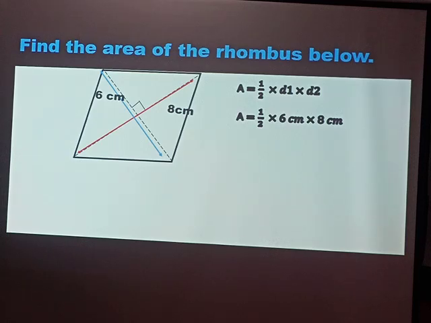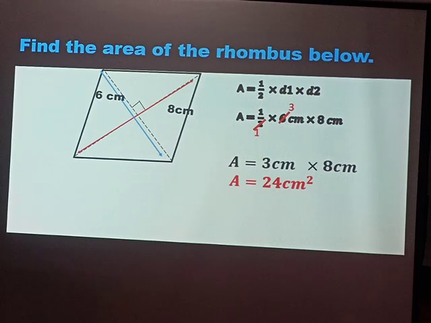Now I'm going to divide. 2 divided by 2 will give me 1. 6 is an even number, 8 is an even number. Now I can divide any of them. Let me divide 6 by 2. What will I come up with? 3. So what am I remaining with? I'm now remaining with 3 centimeters times 8 centimeters, which is going to be my next step. What is the product of 3 centimeters and 8? Mentally work it out before I put my answer.